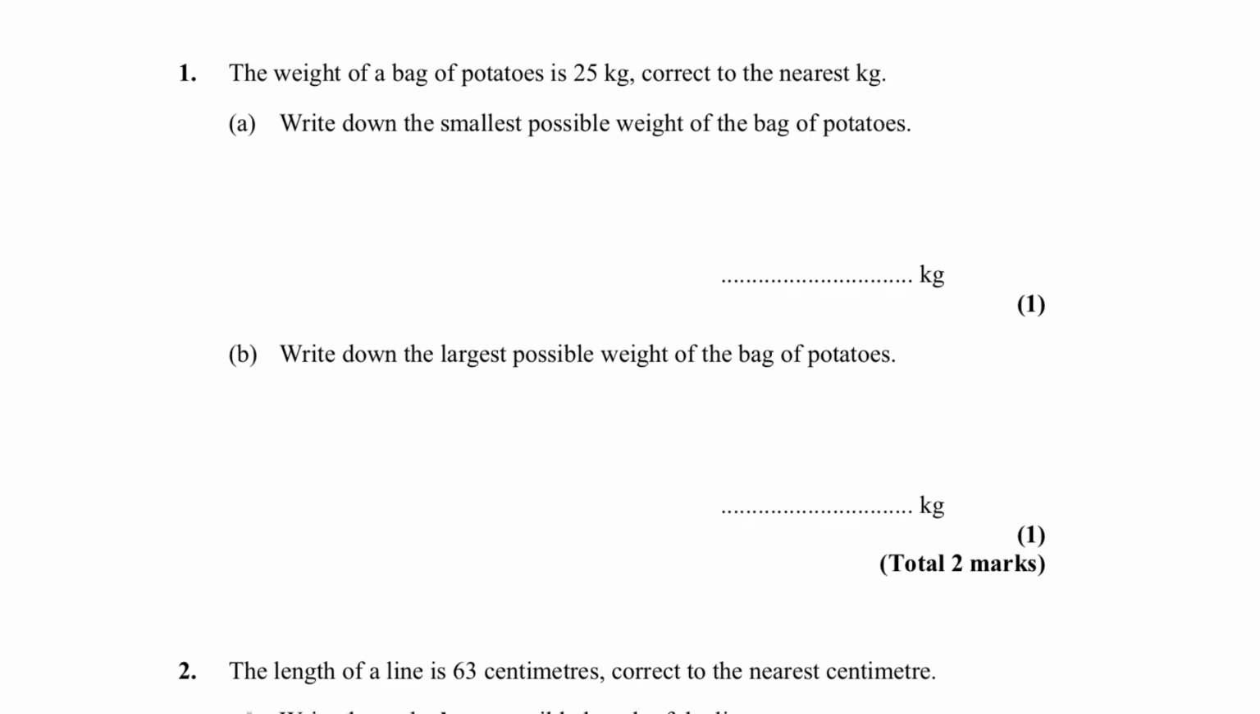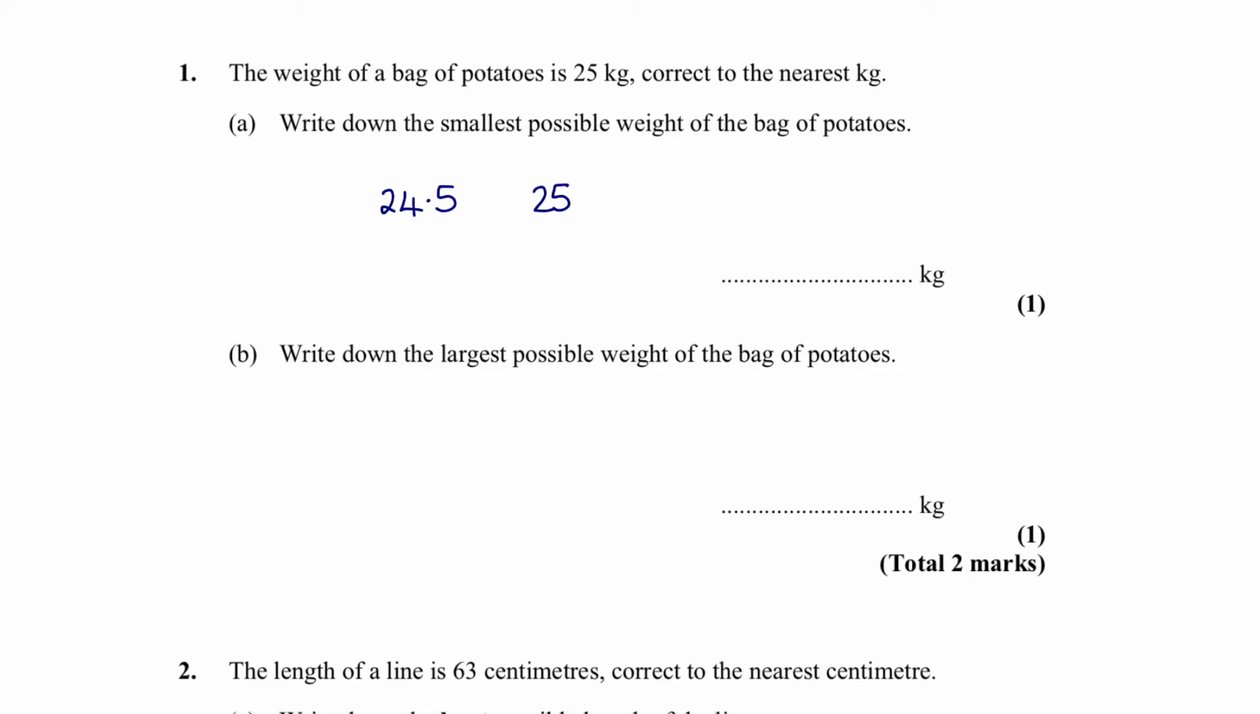Okay, so first of all, the weight of a bag of potatoes is 25 kilos, correct to the nearest kilo. Write down the smallest possible weight of the bag of potatoes. Right, so if it's rounded to the nearest kilogram, then 25 is going to be in the middle, isn't it? So the smallest it could have been, to be rounded to the nearest kilogram, that's to the nearest whole number, the smallest it could have been to be rounded up to 25 would be 24.5.